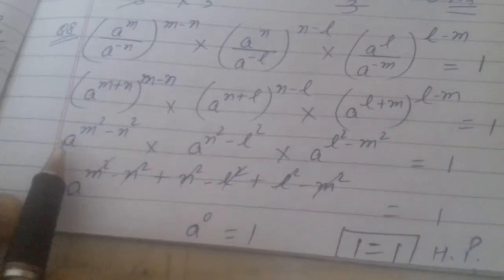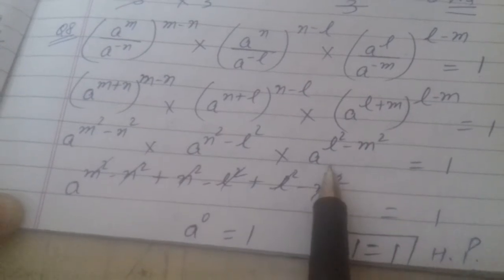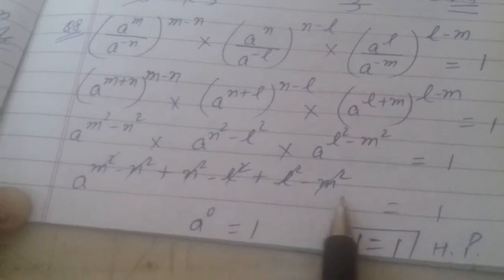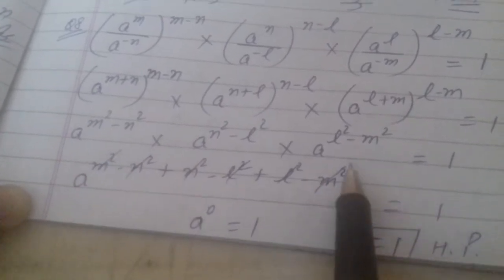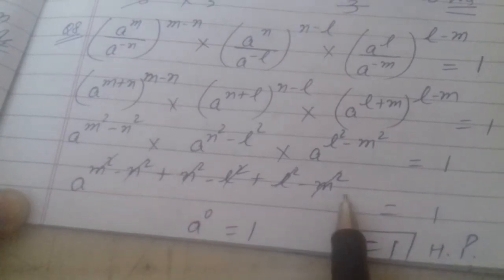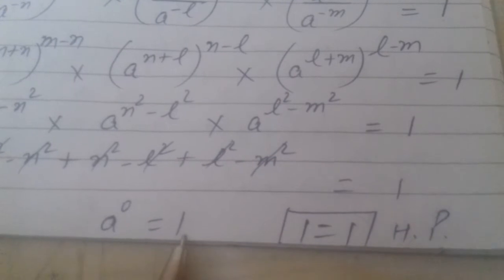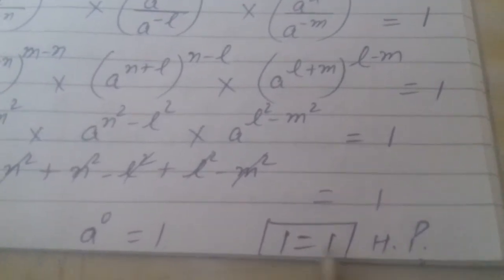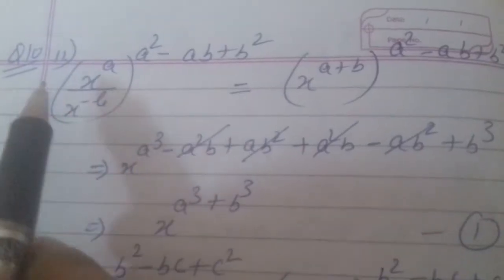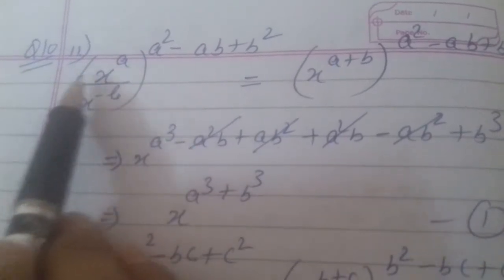Clear? Now same bases multiplying each other, all the powers we have to add and you can see m square positive, m square negative, all the powers will cancel with each other. You are left with a power 0, that is equal to 1 and anything raised to power 0 is equal to 1, hence proof. Children, 10th question, second part.